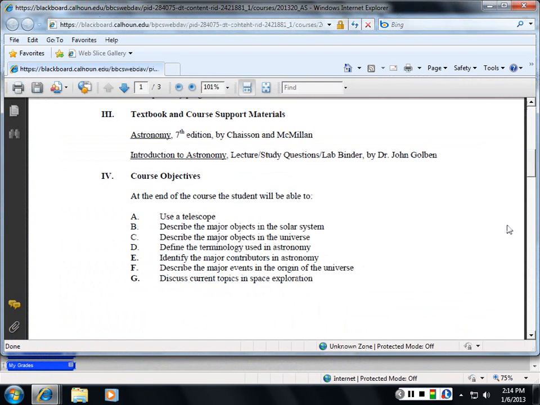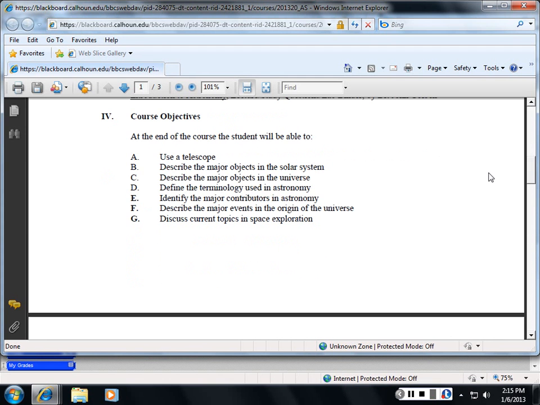Back to the syllabus. Course objectives. We're going to use a telescope. Describe the major objects in the solar system, the major objects in the universe. Define terminology used in astronomy, the major contributors in astronomy over the years, major events in the origin of the universe, and current topics in space exploration. All these will be ongoing, intertwined throughout the course.